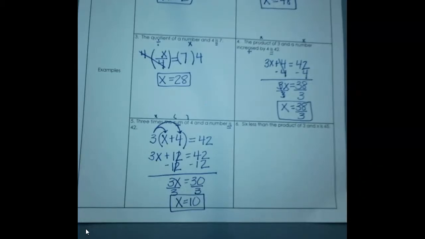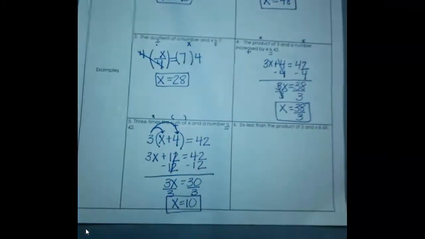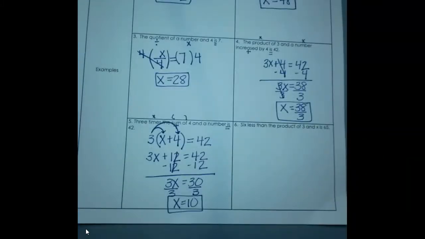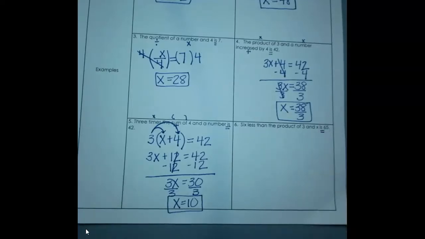Okay, so hopefully we're remembering some of our solving here. All right, last one on the front. We have 6 less than the product of 3 and x is 65. Okay, so we know it's going to equal 65.